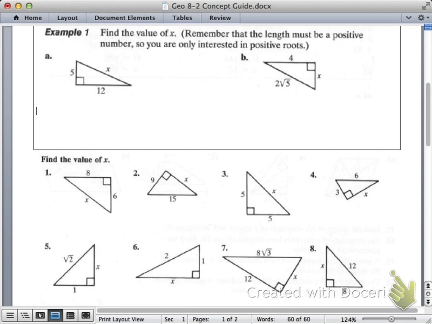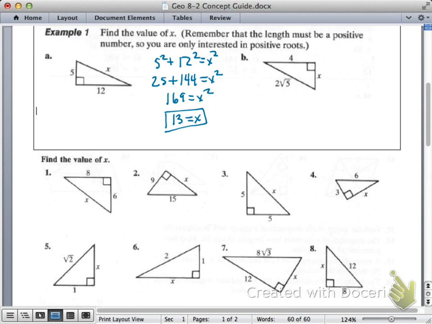Now, if we have two sides, we can find the third. So look at example A here. The two legs are 5 and 12. So 5 squared plus 12 squared equals the hypotenuse squared, x squared. And you just go about solving. We end up with 169 equals x squared. You'll always be taking the square root of something whenever you're using the Pythagorean theorem to solve for legs, or solve for a side, I should say. So we end up with 13 equals x.